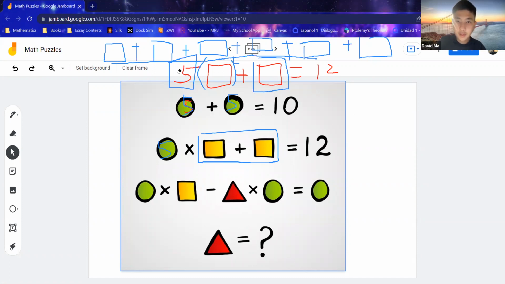Let me make this clear. This is the other square. The yellow square is unique. What does this become, Joyce? 1, 2, 3, 4, 5, 6. How many squares do we have?